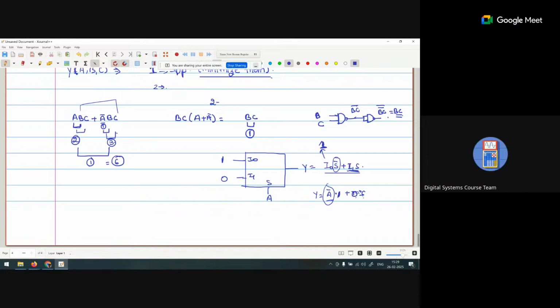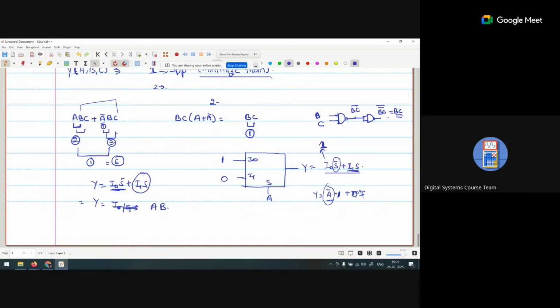For example, if I want to create Y equal to I naught S bar plus I1 S, and I want to design an AND gate, then that is I naught, or basically I1 times S, or we can say AB. Now here you see that the bar term is available. Here you see that there is no bar term available.